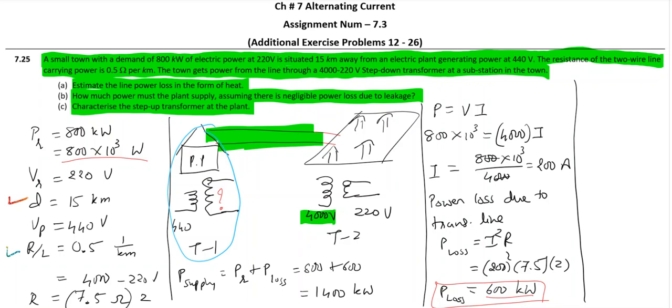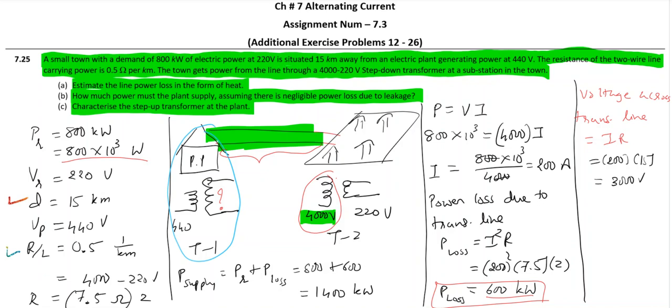One more thing. At this transformer, we want 4000 volt. But this transmission line will also consume some voltage. How much is the voltage consumed by the transmission line? So the voltage across transmission line is equal to IR. How much is the current passing through transmission line? 200 ampere into resistance 15 ohm, that is 3000 volt.